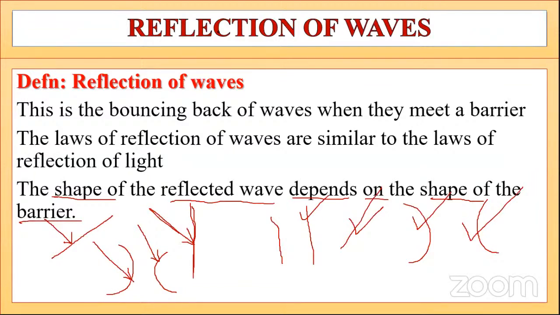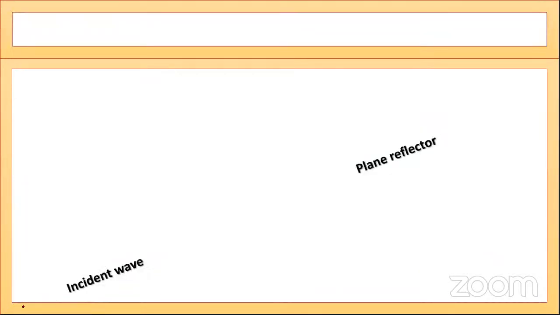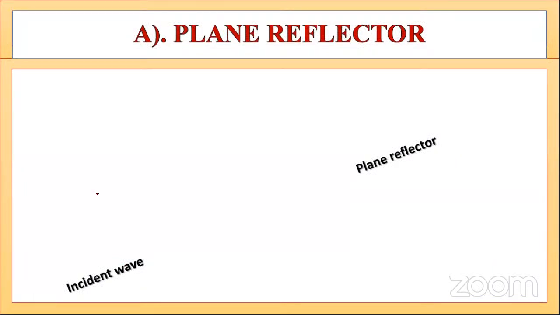So, when we are dealing with the reflection of wave, we should know that different types of reflectors will produce different reflections. Let's go to some of the illustrations. We are starting with number 1, a plane reflector. When I talk of a plane reflector, it is just like a plane mirror, straight. A plane reflector may be straight, or inclined at a certain angle. This is what we call a straight plane reflector. This is what we call an inclined plane reflector.